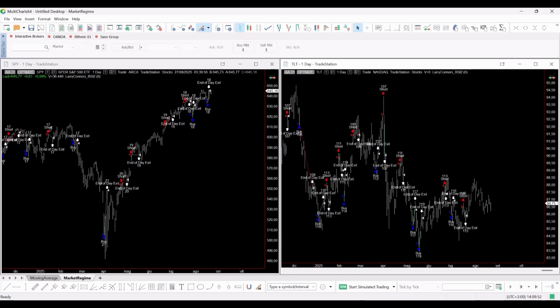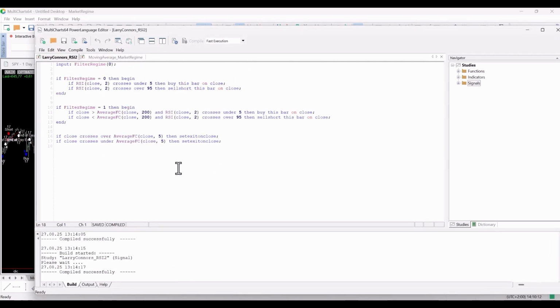Let's now break down the code for this strategy so we can see exactly what it does. First of all, I've also used an input in this case.